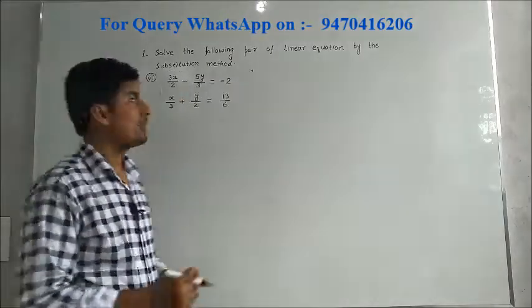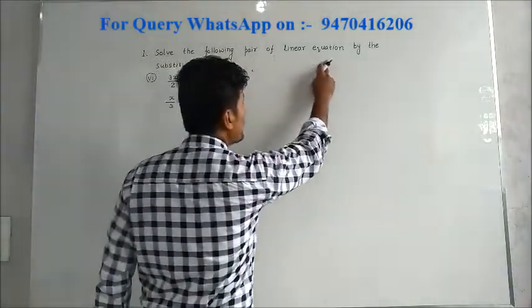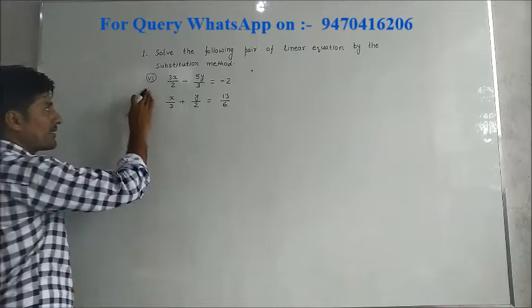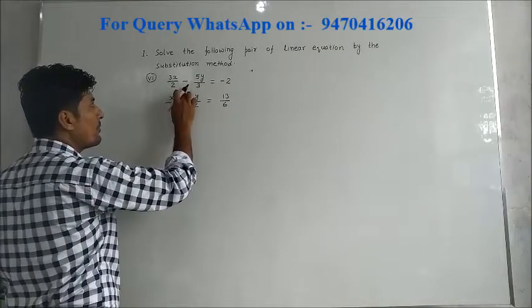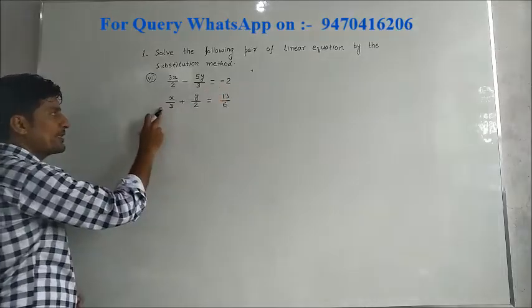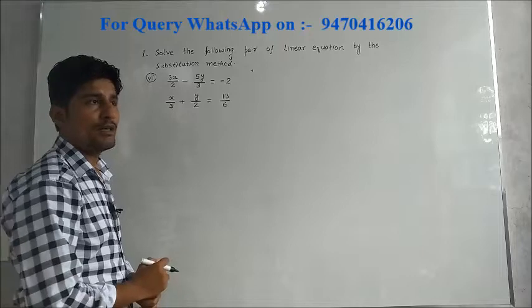Exercise 3.3. Let us see the very first question. Solve the following pair of linear equations by the substitution method. So let us see the sixth question. 3x upon 2 minus 5y upon 3 equals minus 2, while the second equation is x upon 3 plus y upon 2 equals 13 upon 6.